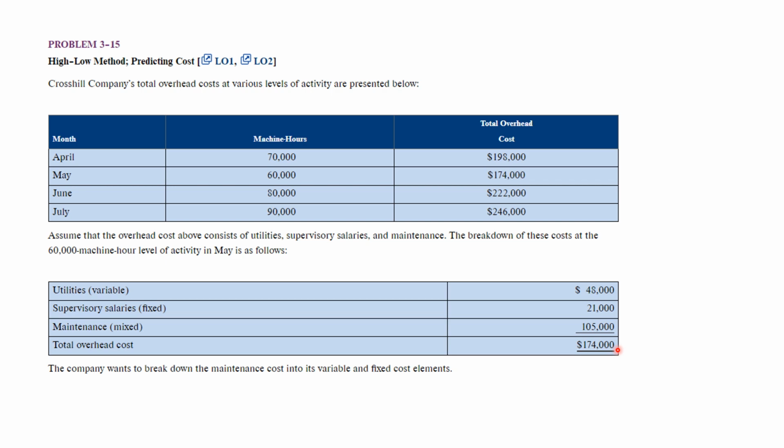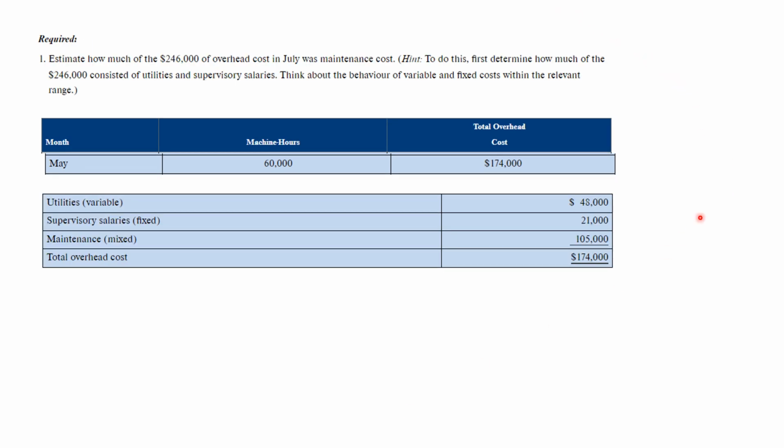So the company wants to break down the maintenance cost into its variable and fixed cost elements. Let's go see, it's a lot of information, what our first requirement is. All right, so our first requirement: estimate how much of the $246,000 of overhead costs, so our total overhead cost, in July was maintenance cost. Hint, to do this, first determine how much of the $246,000 consisted of utilities and supervisory salaries. Think about the behavior of variable and fixed costs within the relevant range.